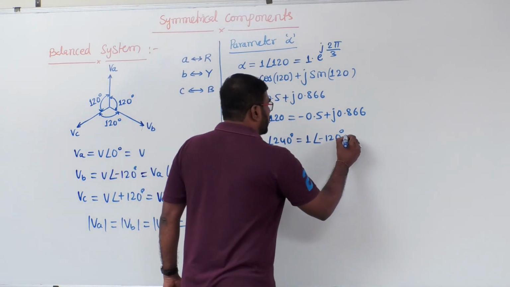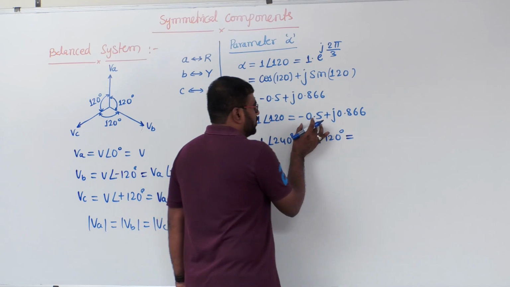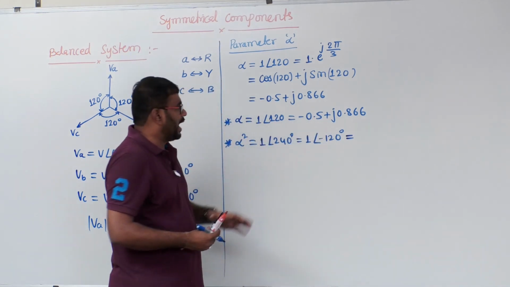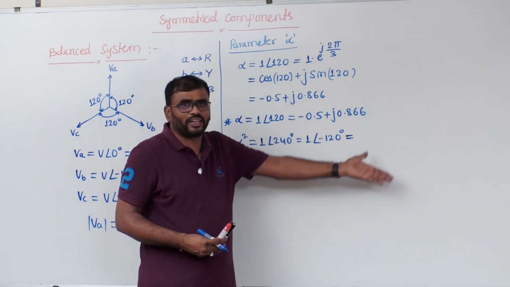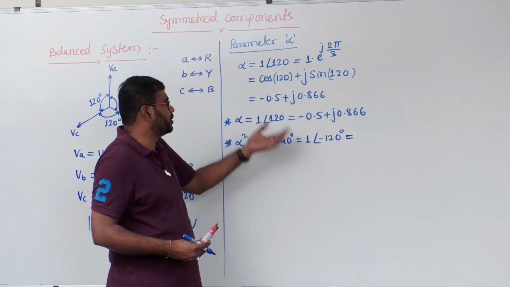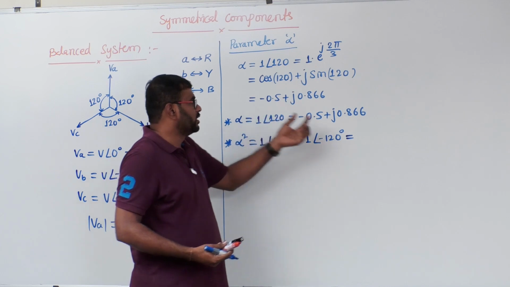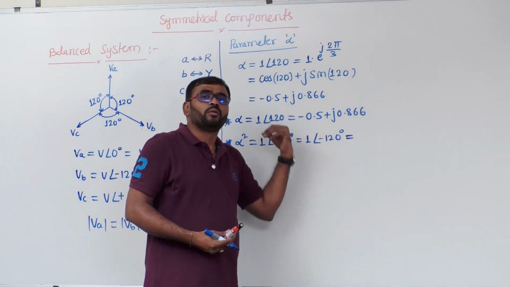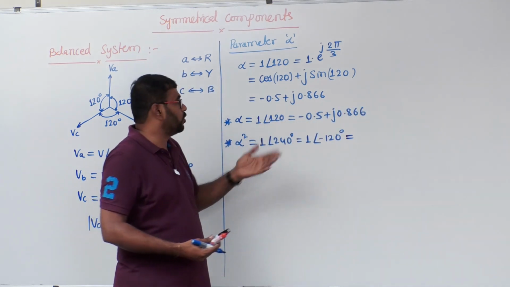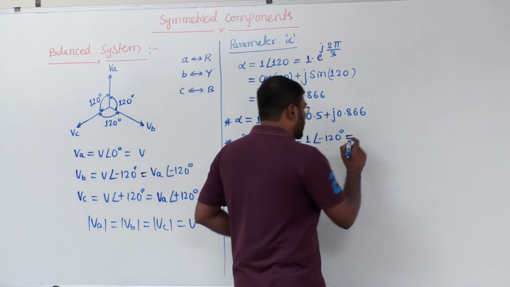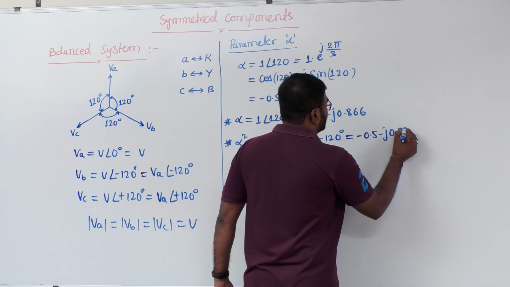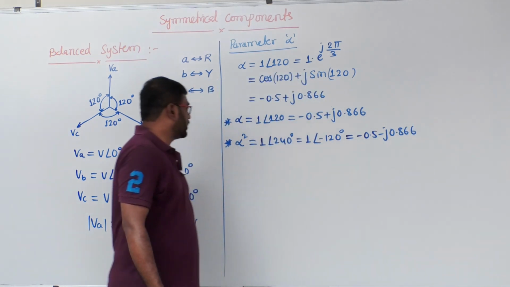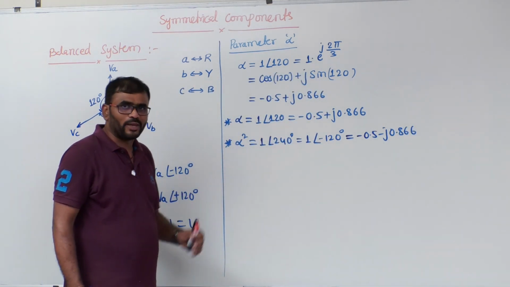Now what is this value I can write? We can write cos of minus 120 plus j sin of minus 120. Cos of minus 120 will be the same as it is, minus 0.5. Sin of minus 120 will be what? Minus sin 120. So what I can write now? Minus j 0.866. Okay. So minus 0.5 minus j 0.866. Clear? That is the alpha square value.